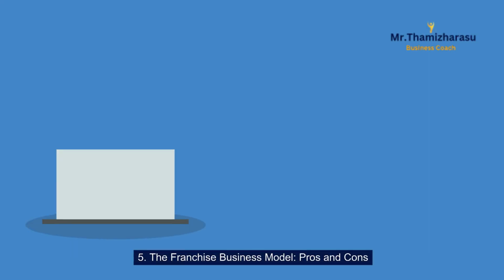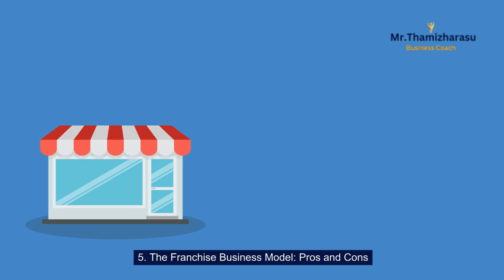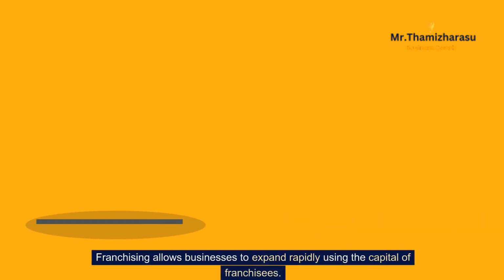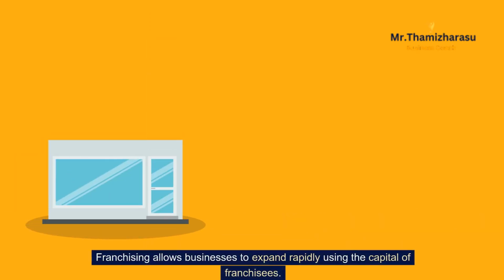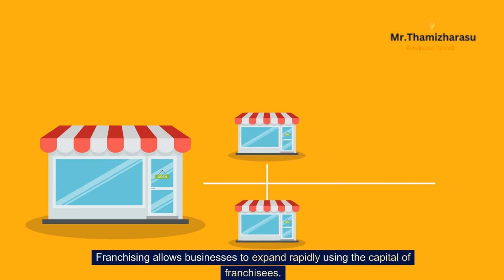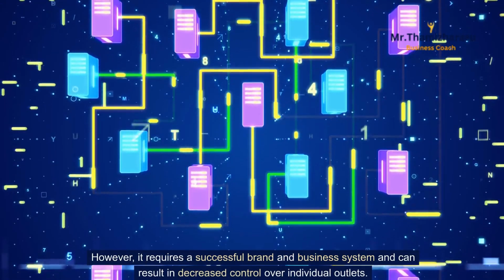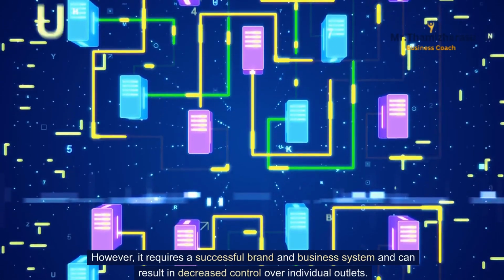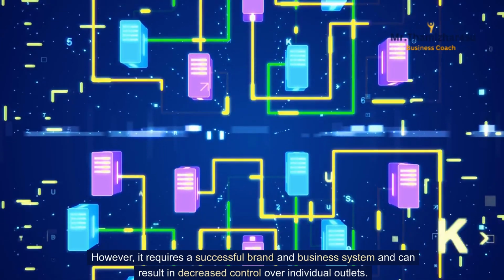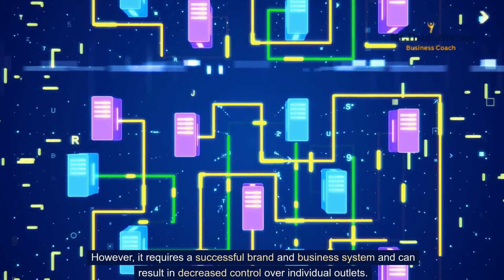5. The franchise business model. Pros and cons. Franchising allows businesses to expand rapidly using the capital of franchisees. However, it requires a successful brand and business system and can result in decreased control over individual outlets.